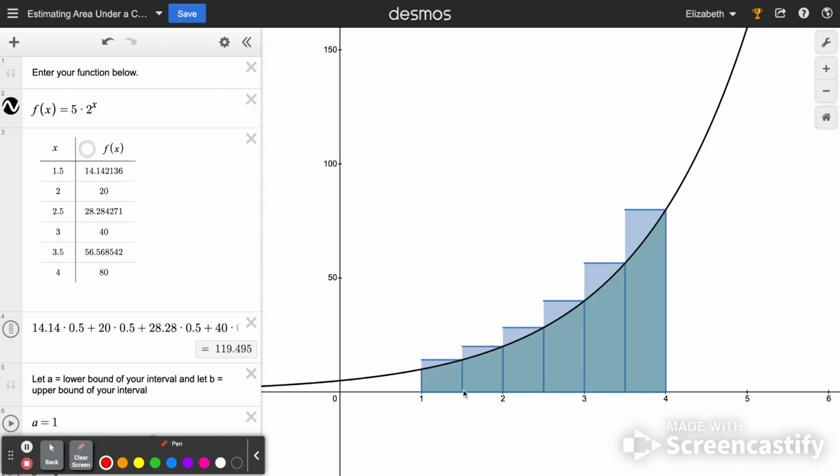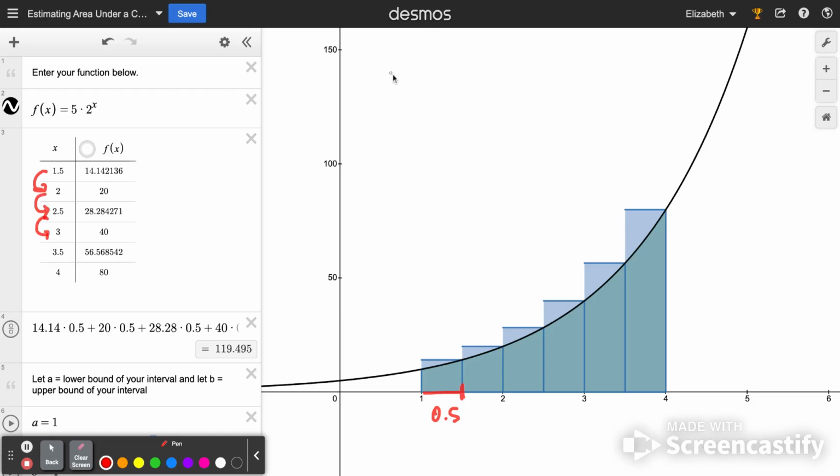I could continue this process. I could make this have more and more rectangles. When I make this have more rectangles, I need to just look at what the width is. So what I'm going up by right here, from here to here, is 0.5. And that's how I know how to increase on my table.